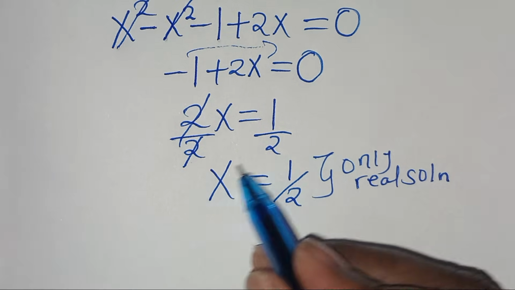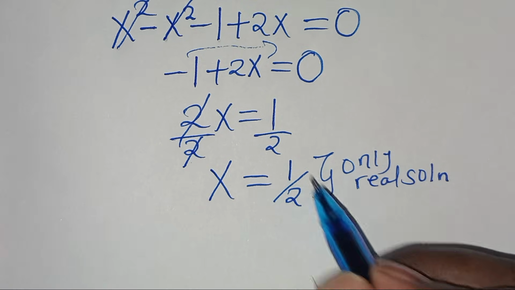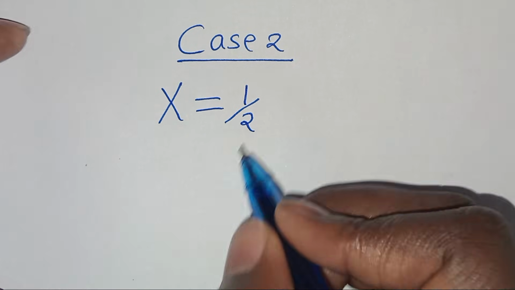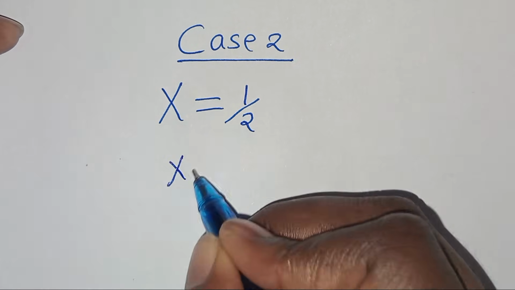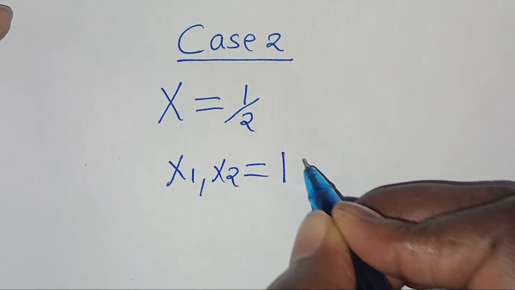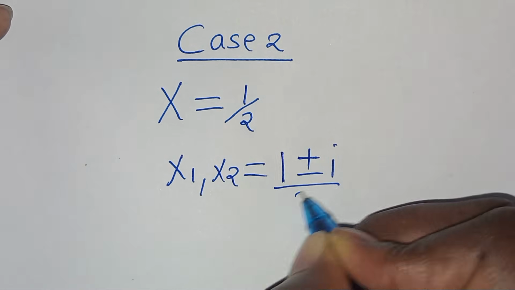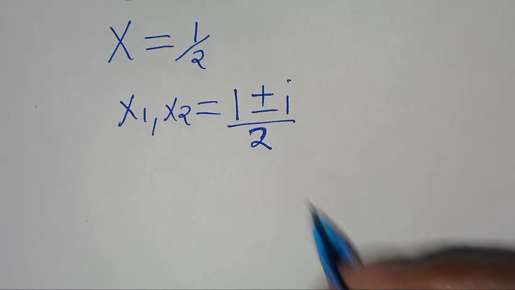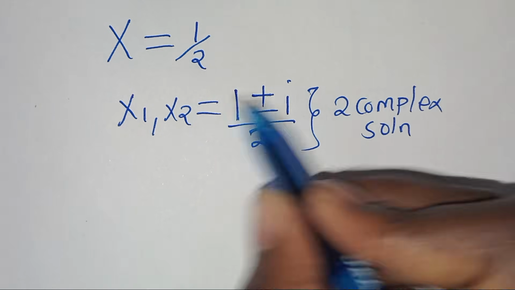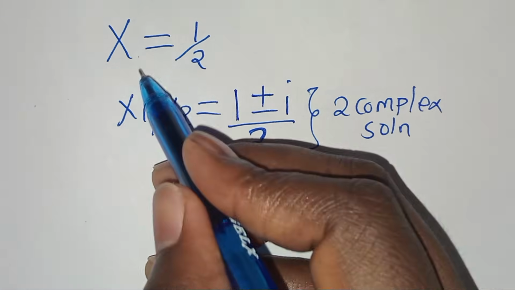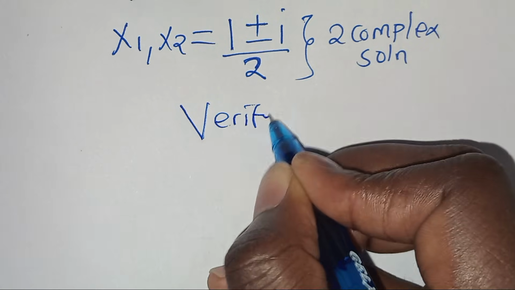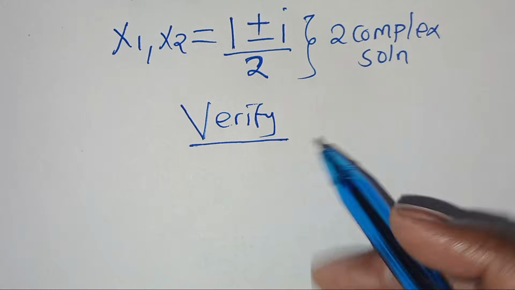So the next step is to verify that this value of x satisfies the equation. Now in this case, we have three solutions here. We have x1, x2, which is equal to 1 plus or minus i divided by 2. So these are two complex solutions, and we only have one real solution here, which is x3, which is a half. So let's verify from here that this real solution satisfies the equation.